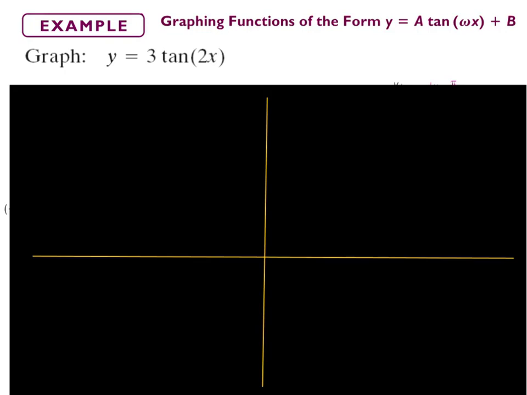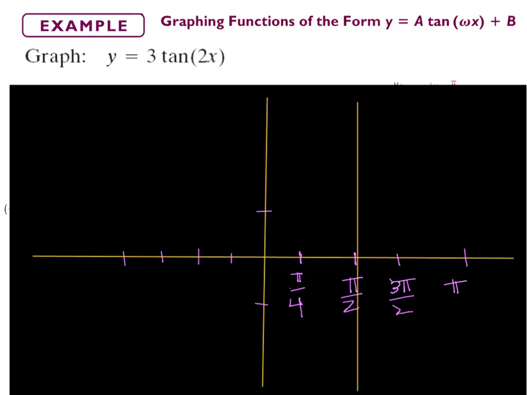So we have 3 tangent of 2x. So I have pi over 4, pi over 2, 3 pi over 4, pi. I'm not going to label them all because it's harder to label, but you got it. They're pi over 4 apart, right? Okay, so here's my 1, here's my minus 1. I have my asymptotes again at, let me see, I think I can do this and turn this dotted.